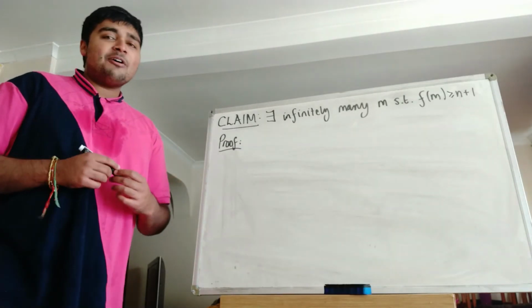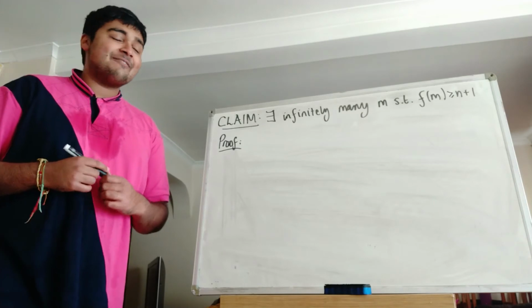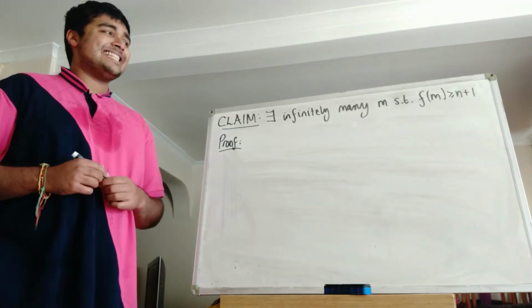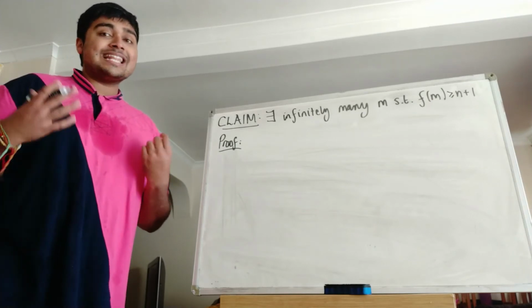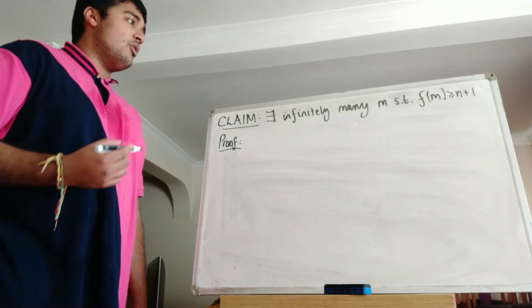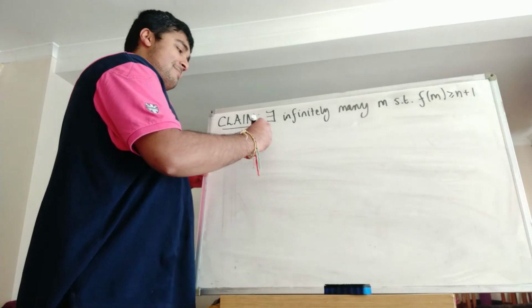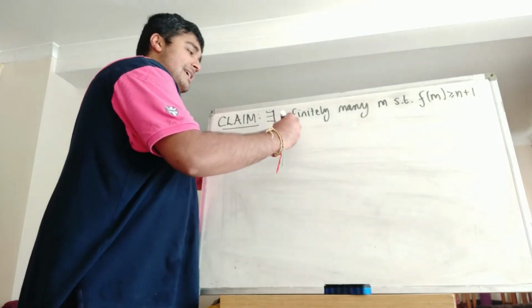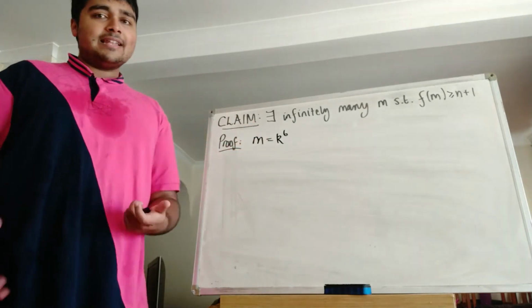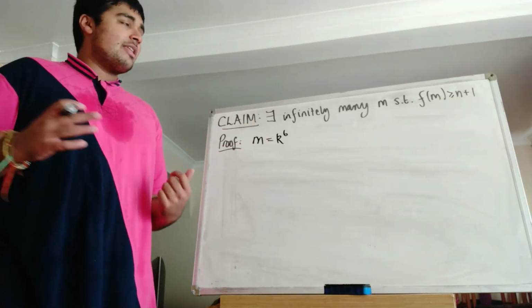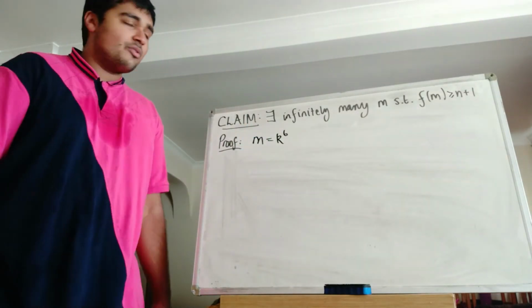Okay, so for the second part of this proof, we want to prove that there are infinitely many values of m such that f of m is at least n plus 1. And this is thankfully a little bit easier. What we're going to do is just let m be any power of 6. So we're going to say m equals k to the power of 6. And I claim that this works, so that f of m will be at least n plus 1. And obviously there are infinitely many powers of 6. So that will prove this claim and also solve our problem for us.